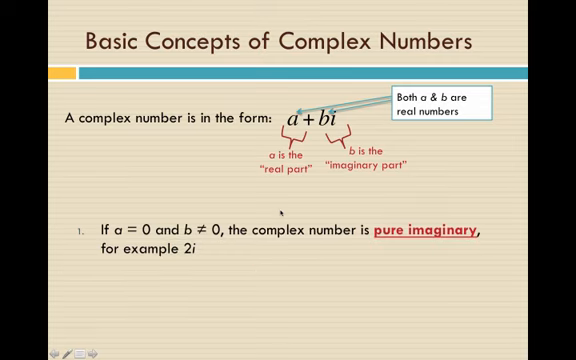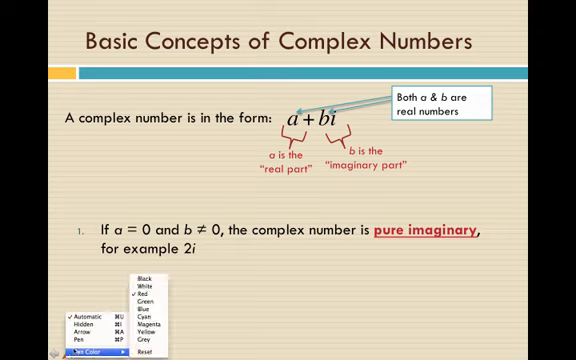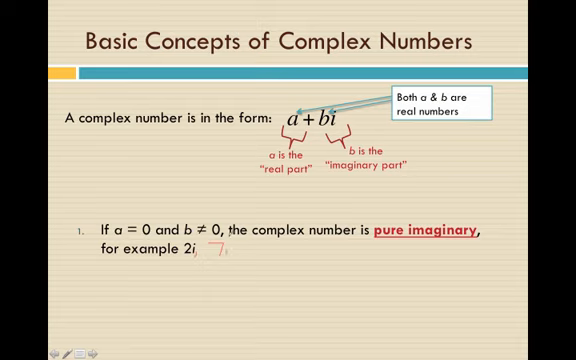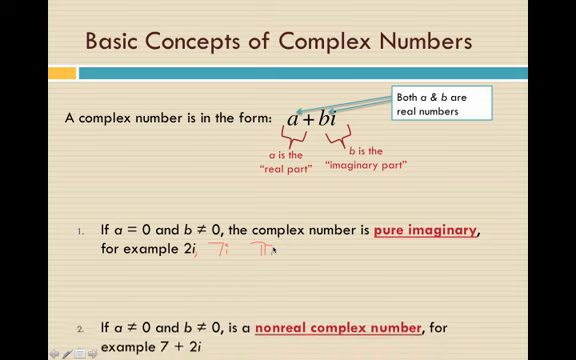Now let's just run through 3 cases. First we could have a equals 0, and b is non-zero, which means we just have something like 2i. Another example here would be 7i. Another example would be pi i. And these are pure imaginary numbers.